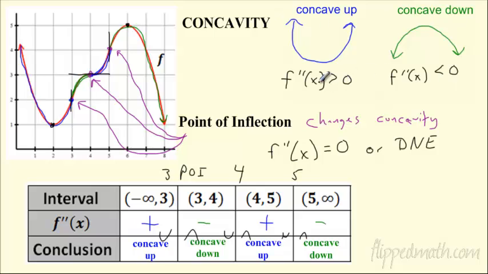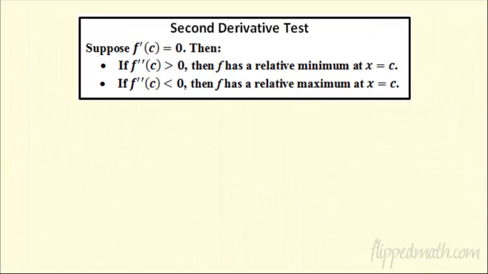We got a lot to do with this bad boy. So that's the key. Point of inflection changes concavity, concave up versus concave down. So what's its main application? Well, second derivative test. That's the name of the section. So what's going on here with this second derivative test?